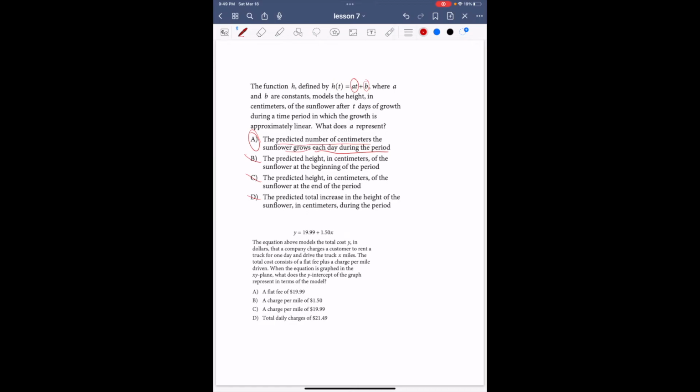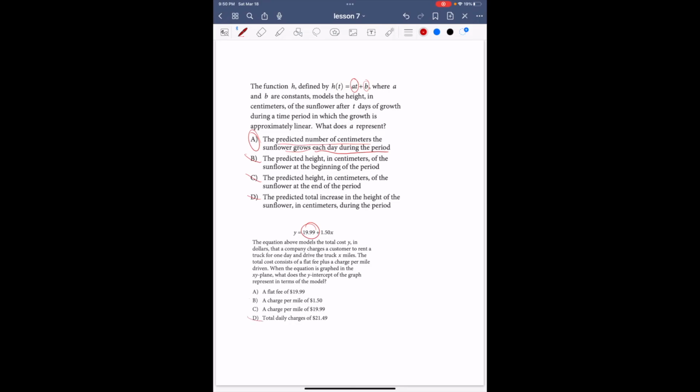So the equation above gives the total cost y in dollars that a company charges a customer to rent a truck for 1 day and drive the truck x miles. The total cost consists of a flat fee plus a charge per mile driven. When this is graphed, what does the y-intercept mean? So this is pretty much saying when no miles have been driven, what is the total cost? It's 19.9, the y-intercept, which is 19.9.